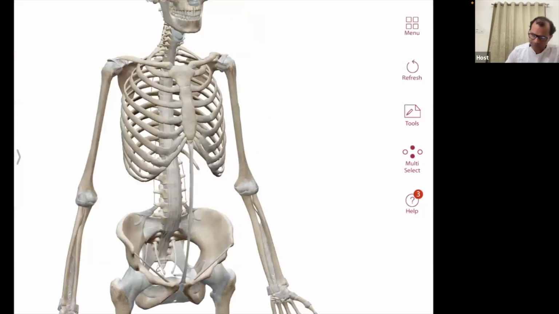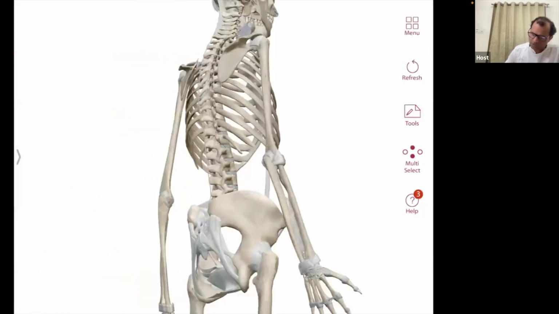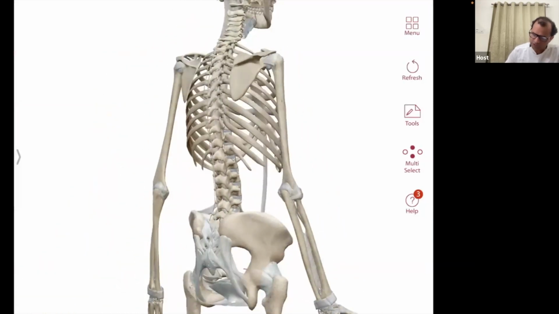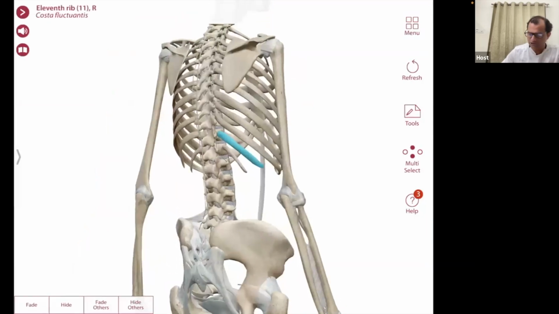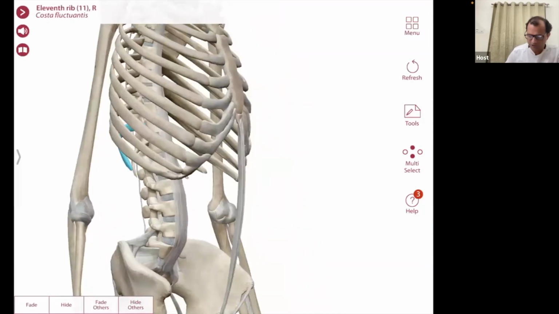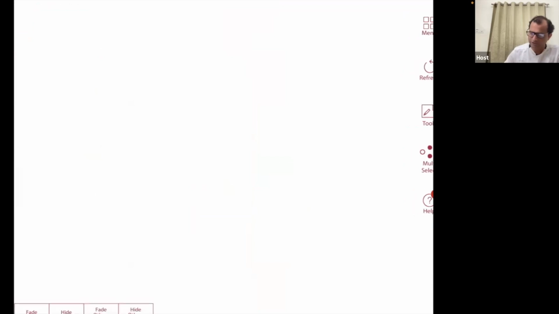So we can see here. This is the 11th number rib, this one. So we are searching for the tip of this 11th rib. So the liver 13 point is located here.